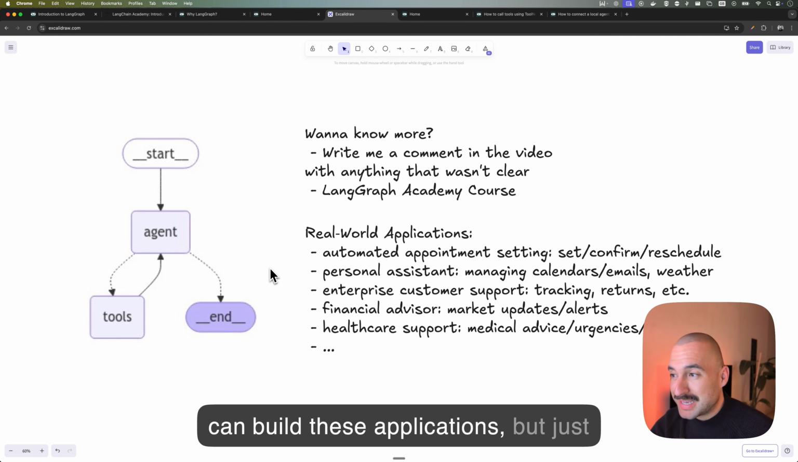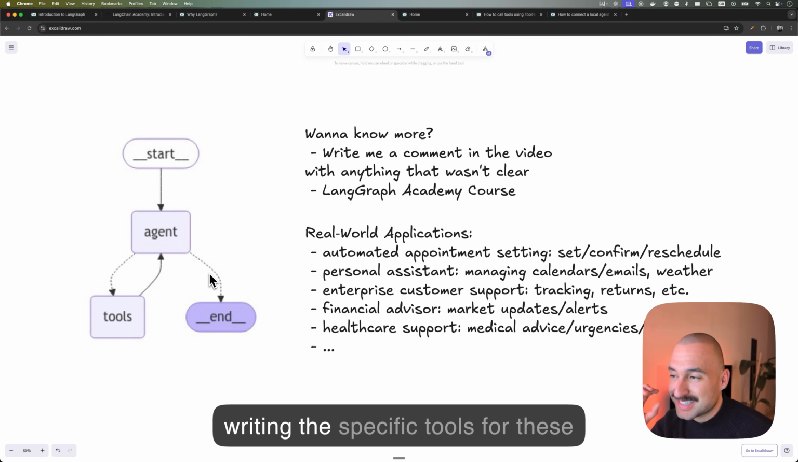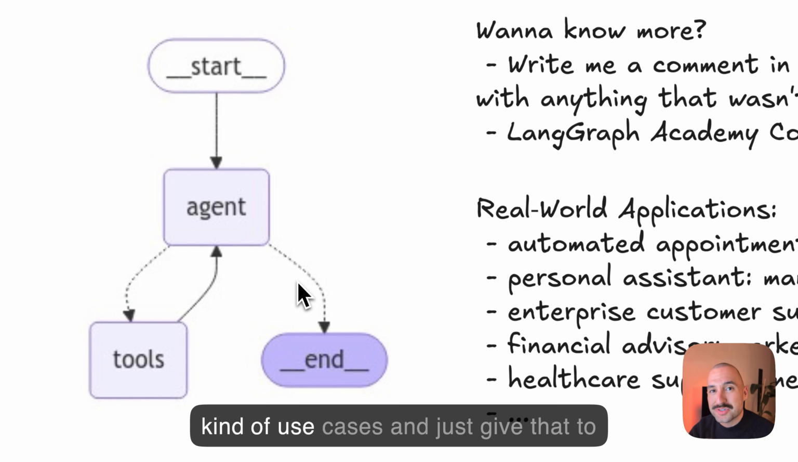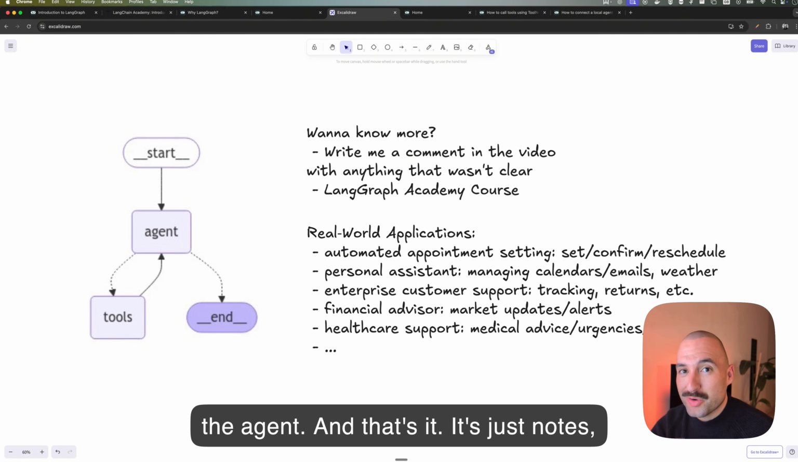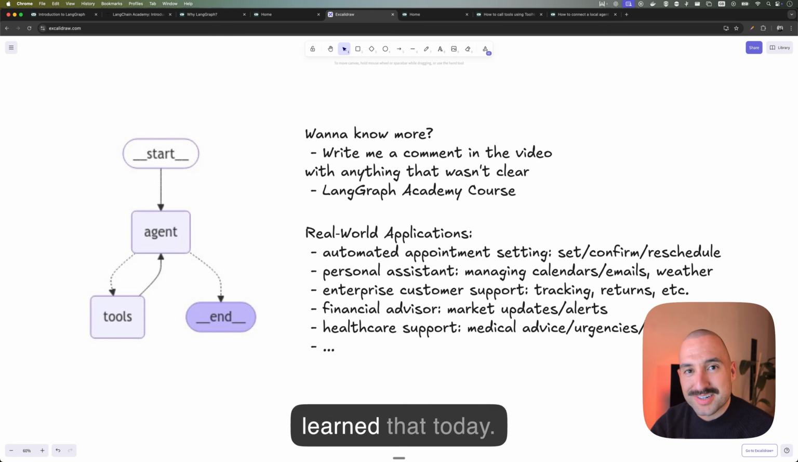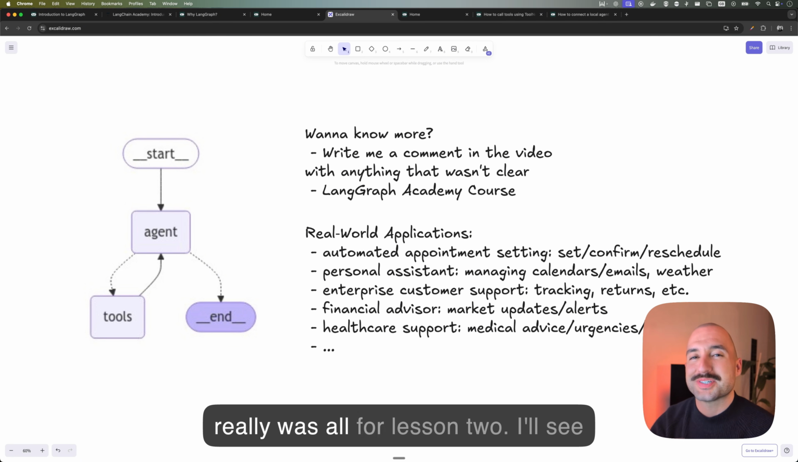And you can build these applications by just writing the specific tools for these kinds of use cases and giving them to the agent. And that's it. It's just nodes, edges, and a state. And we have learned that today.